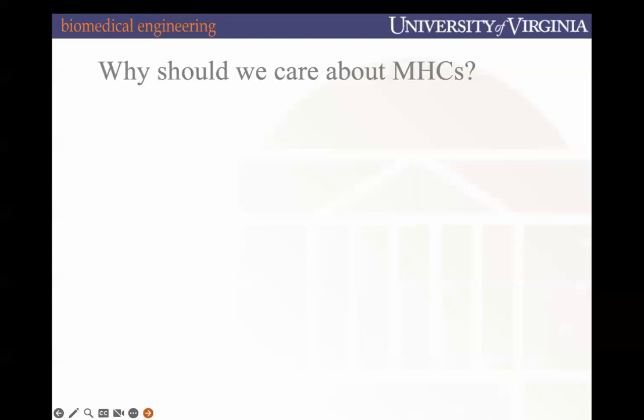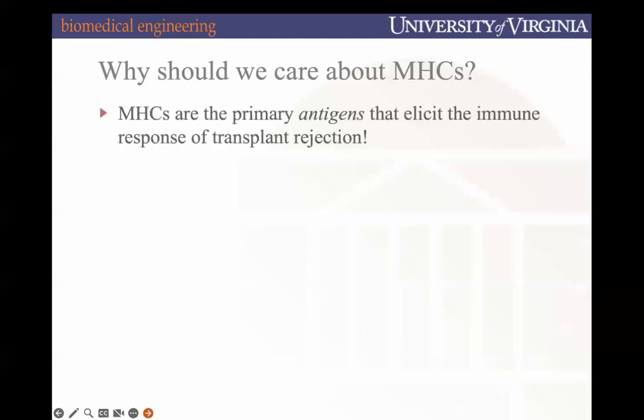So why should we care about MHC proteins? MHC class 1 is a unique protein to you that you've inherited from your parents. And so it is the primary antigen. Antigen, again, is the immune response inducing material. It is the primary antigen that occurs in response to transplant rejection. So when you hear about tissue matching, MHC class 1 is at the heart of that, and oftentimes is what needs to be accommodated for during transplant surgery.